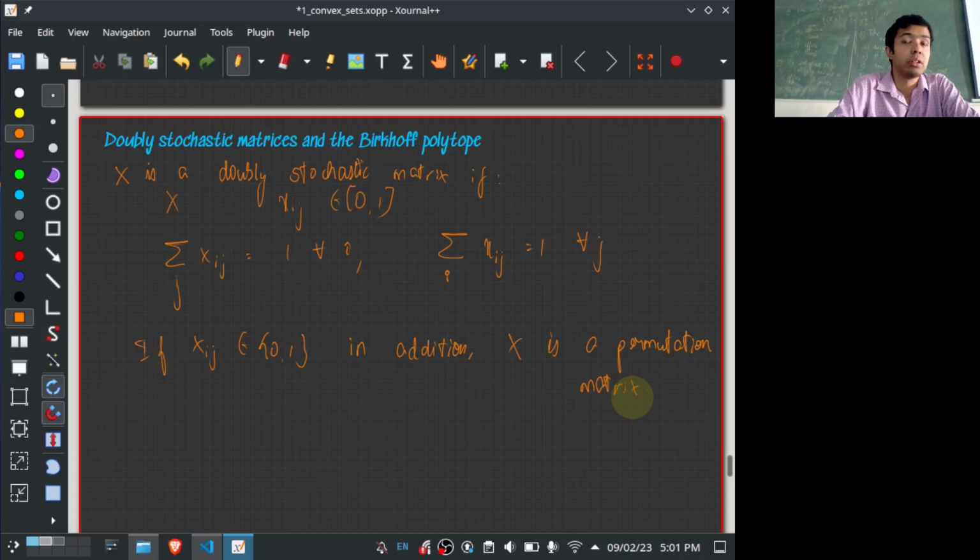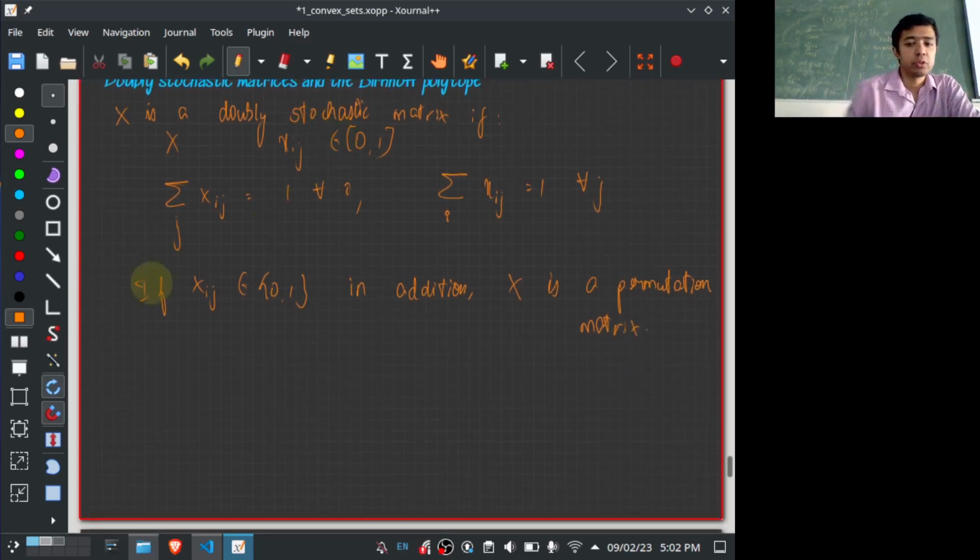It's not a joint distribution. It's really a conditional distribution. If it had to be a joint distribution, the sum of all entries should be equal to 1. But here it's only each row and each column that sum to 1. If only the rows sum to 1, then it basically corresponds to a conditional distribution. Or if only the columns sum to 1, this is also a conditional distribution.